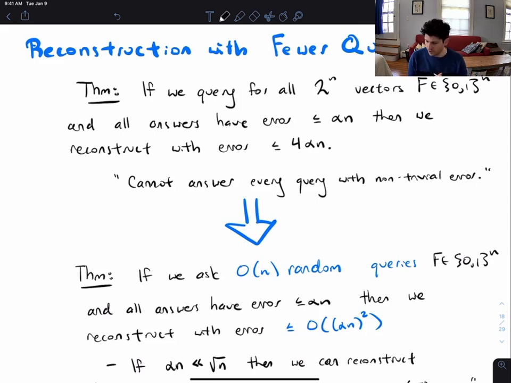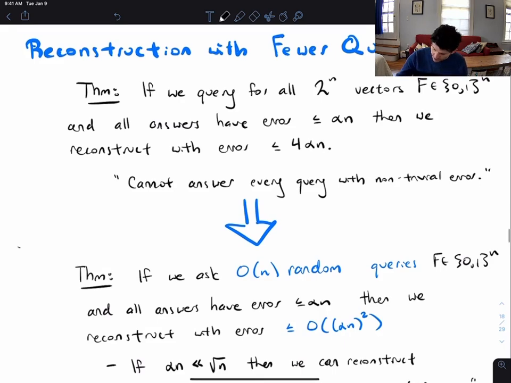All right, so we're going to spend most of the rest of this video just proving this theorem on the bottom. I should remind you, both of these theorems are due to a really influential paper of Dinur and Nissim from 2003 that sort of launched this line of work on differential privacy.